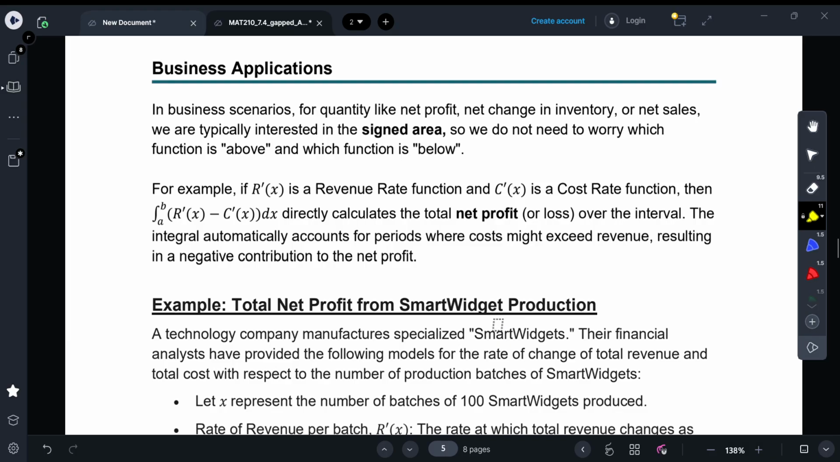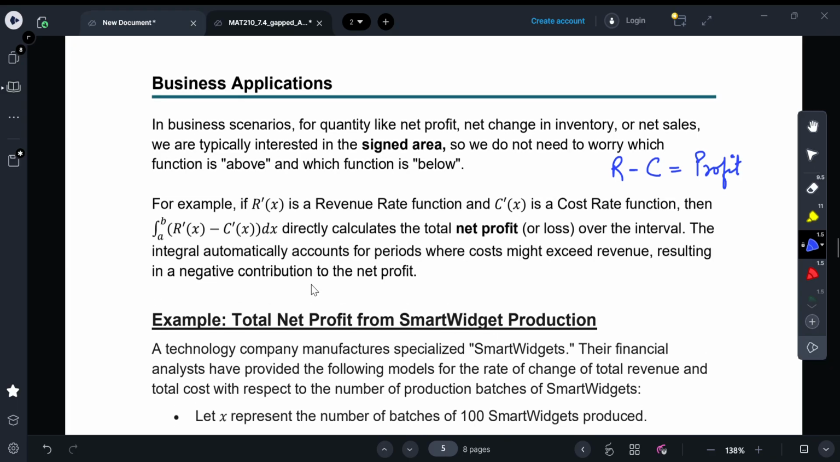Let's see how it works. For example, we all know that revenue minus cost is profit, right? Suppose I started a business, teaching is not going to give me too much profit, so I'm starting my YouTube channel business, okay?